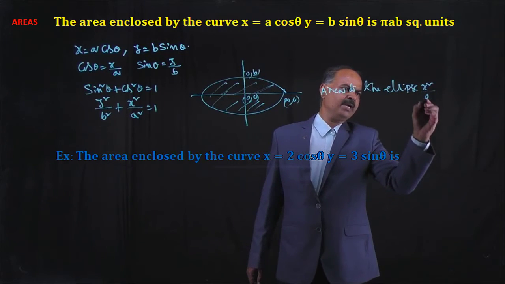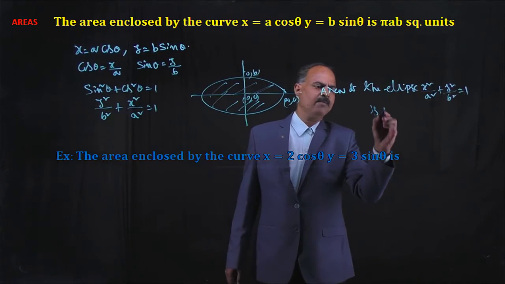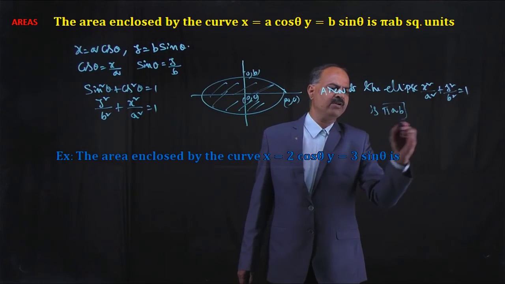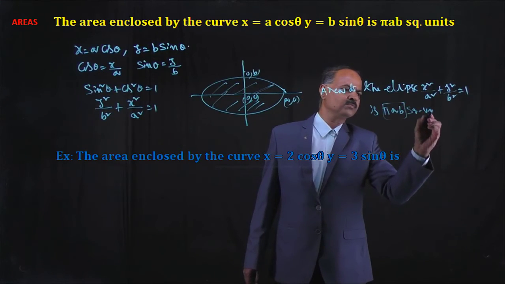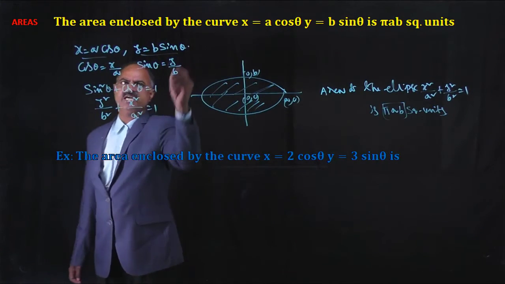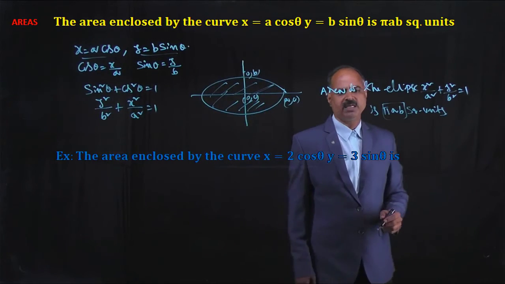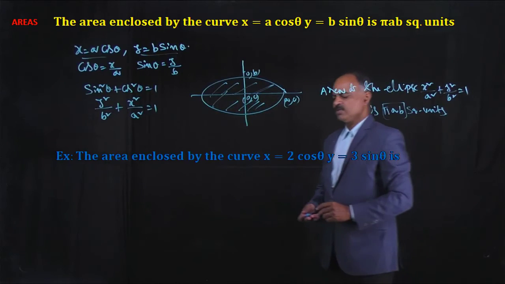The area of the ellipse x square by a square plus y square by b square equal to 1 is pi a b square units. Here x equal to a cos theta, y equal to b sin theta are the parametric equations of the ellipse x square by a square plus y square by b square equal to 1.